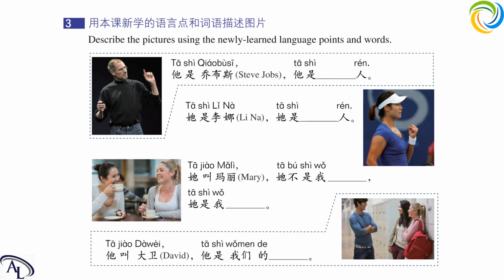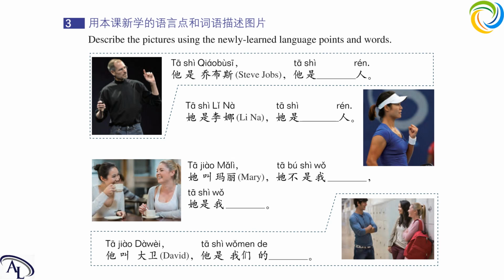Okay, next sentence. Let's see. Who is she? She is Li Na, a tennis player. And here is the sentence. 她是李娜。She is 李娜, and which country is she from? She is from China. So let's fill in the blank. 她是中国人。Very good. Okay, next. 她叫玛丽。玛丽 is the Chinese translation for Mary.